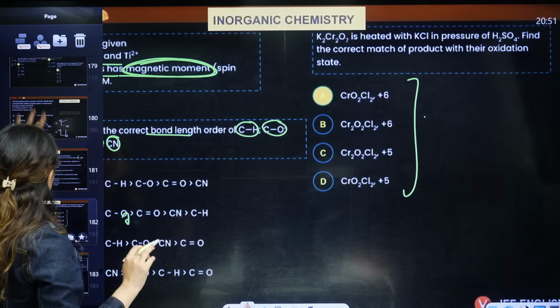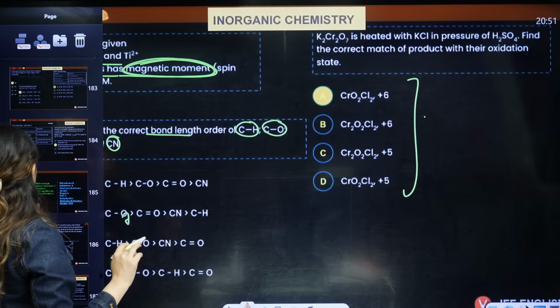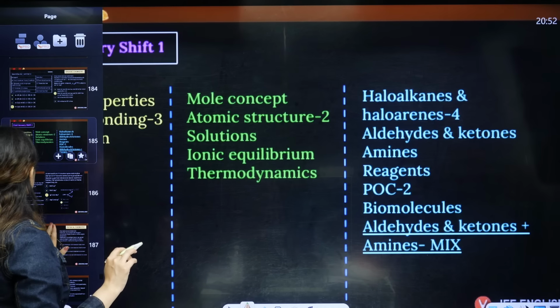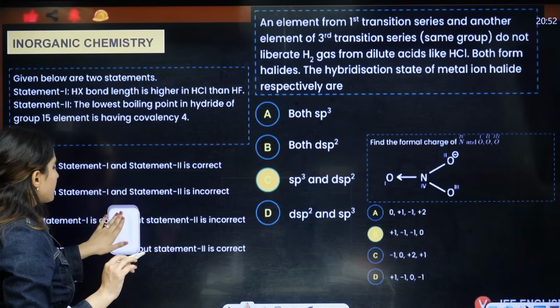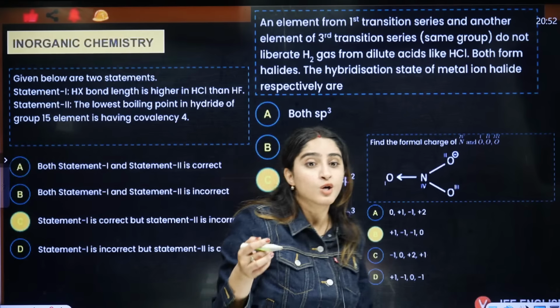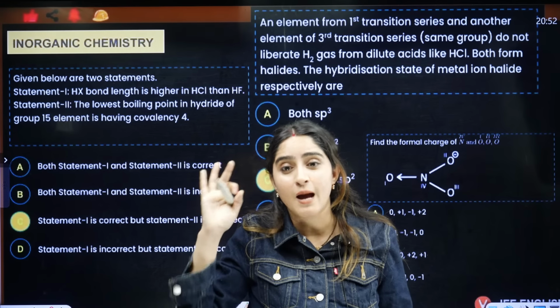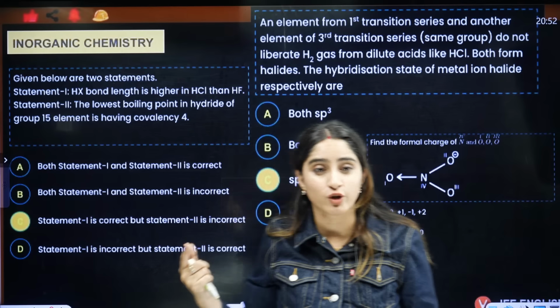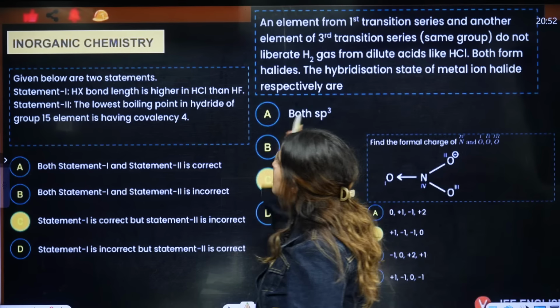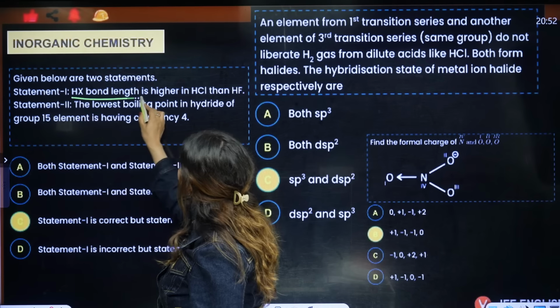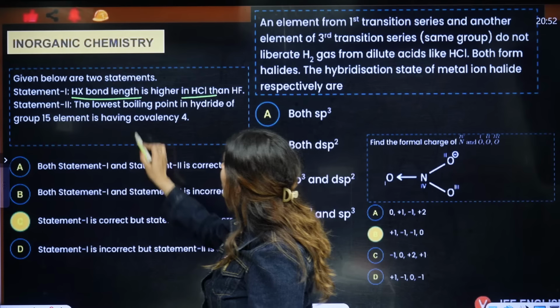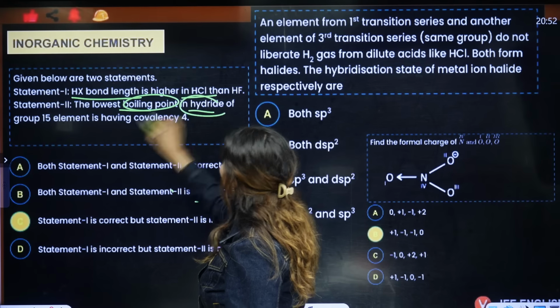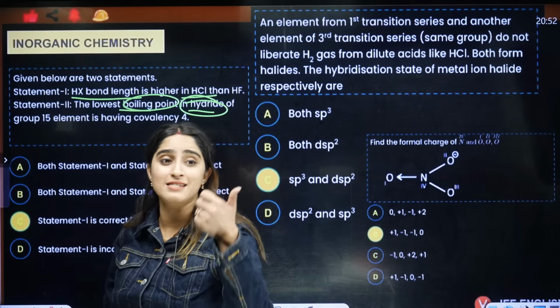Now, if you see the next shift in inorganic chemistry, again the topics are the same, because you have very little syllabus in inorganic chemistry. So from every single chapter, they are picking out the important topics, right? Again, here they have asked a question on H-X bond length, then HCl, boiling point of hydride. That is also a case of exception.